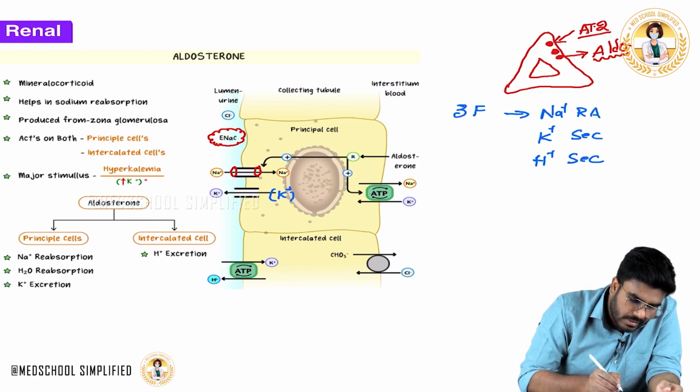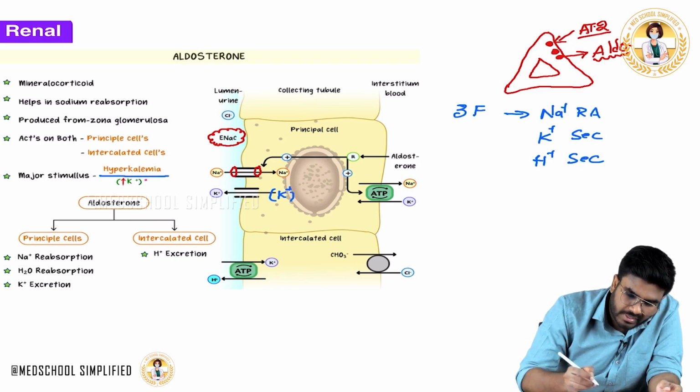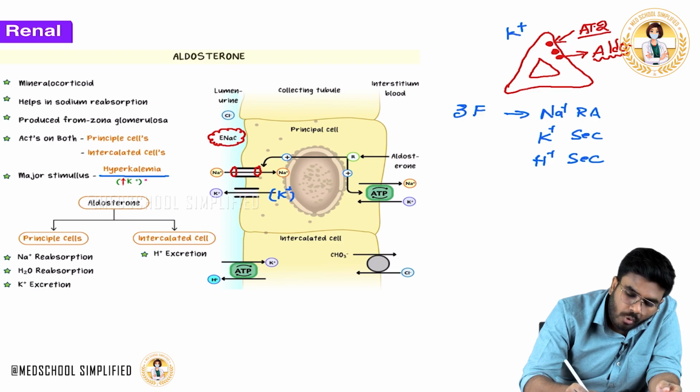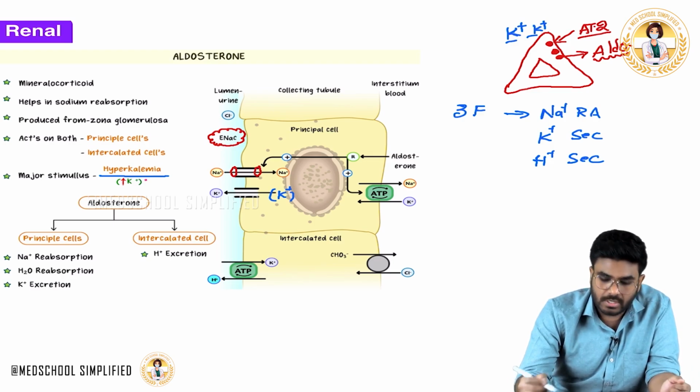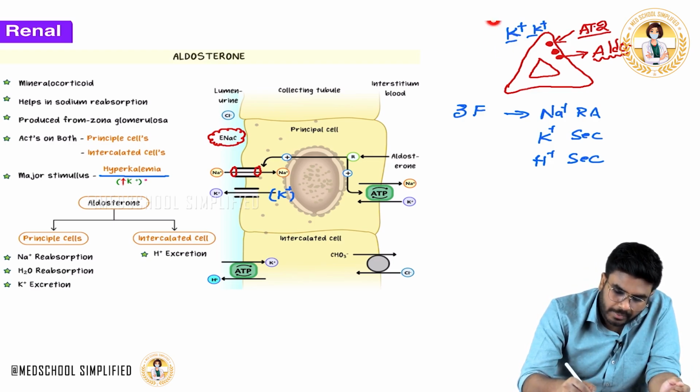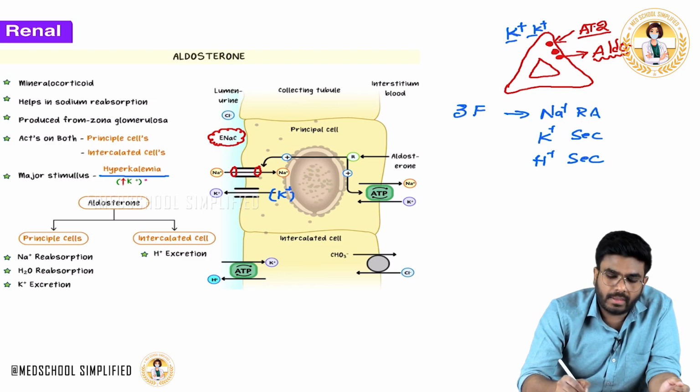The major stimulus is hyperkalemia. If you have more potassium in your blood, that is hyperkalemia, which can trigger arrhythmias and can kill the patient. So hyperkalemia stimulates the release of aldosterone.